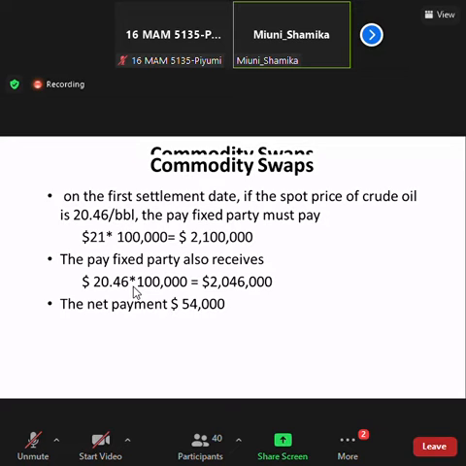So on the first settlement date, if the spot price of crude oil is $20.46 per barrel, the pay fixed party must pay, that means the party that agreed to pay fixed should pay $21 per barrel times 100,000 barrels. The pay fixed party also receives. That means the party who agrees to pay fixed will receive a floating rate.